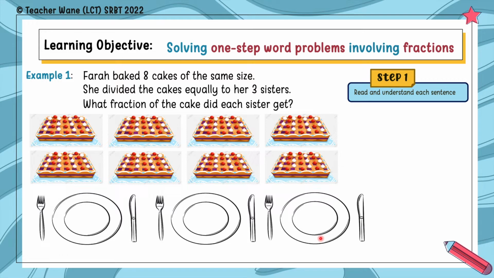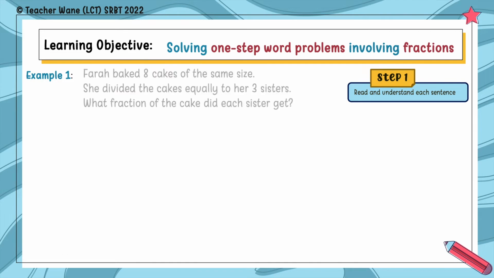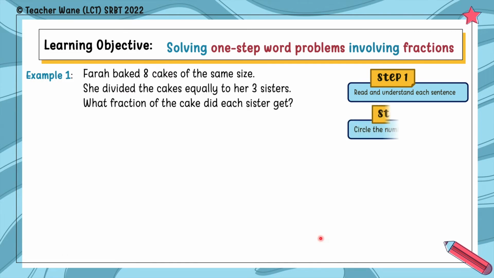Since we have done step number 1, we will move on to step number 2, which is to circle the number or fraction. So, circle digit 8, 8 cakes, and then circle 3 sisters.